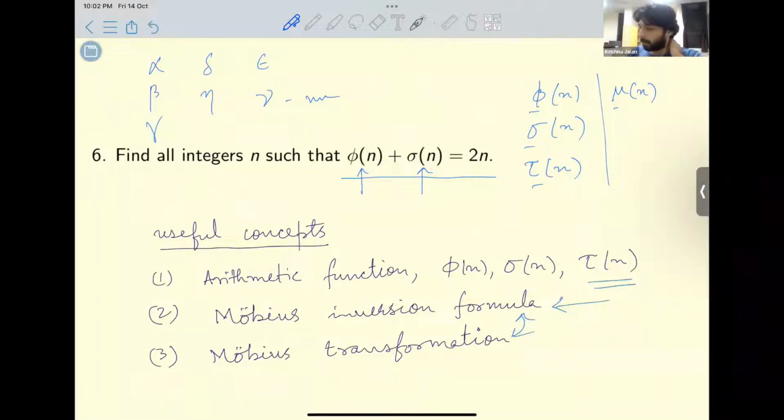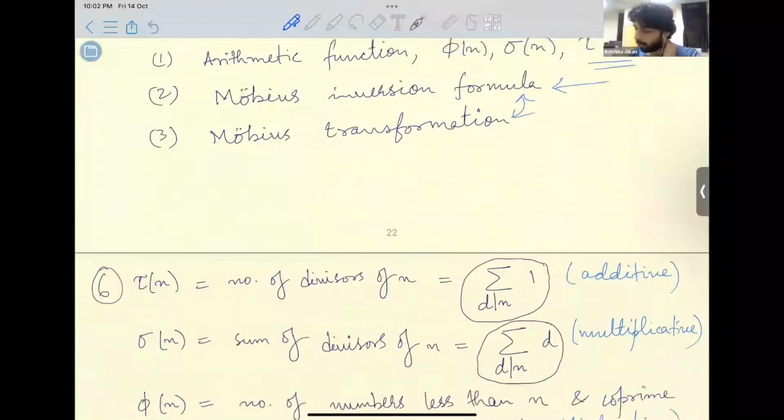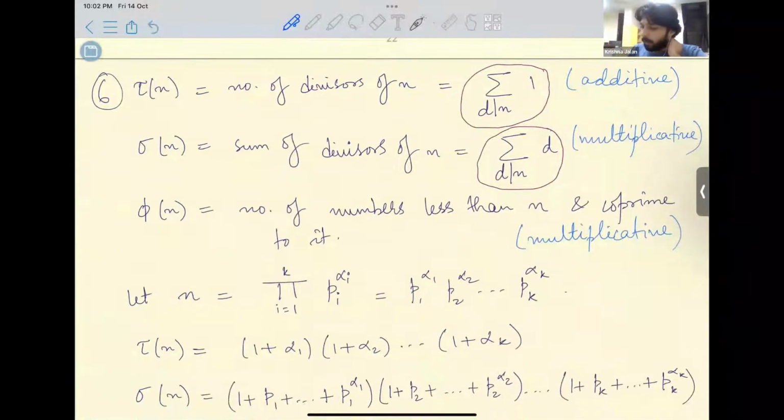And then there will be something called omega of n and capital omega of n. So, okay, these are the 6 arithmetic functions that I'll introduce in this problem. Okay, so keep track of them. Okay, let's start. So tau of n, as I already said, is the number of divisors of n.